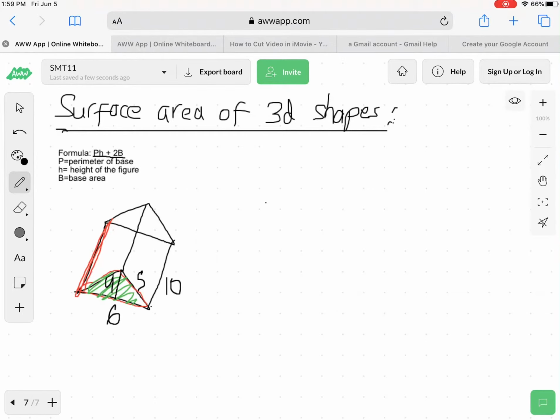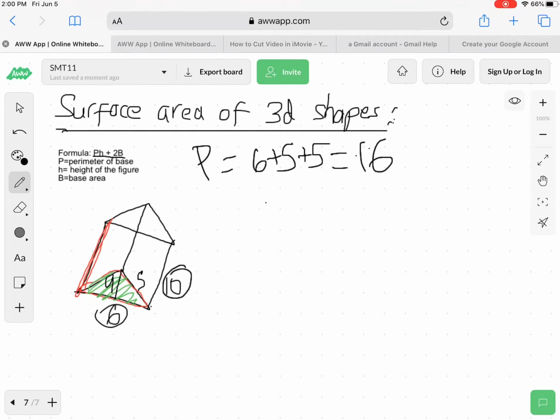So we have this given length to us, so the perimeter would be 6 plus 5 plus, and since there's no other given length to us, we just have to assume that it's an isosceles triangle and the other dimension would also be 5. So our total perimeter would be 6 plus 5 plus 5, which is 16. And now our height is already given to us, 10.